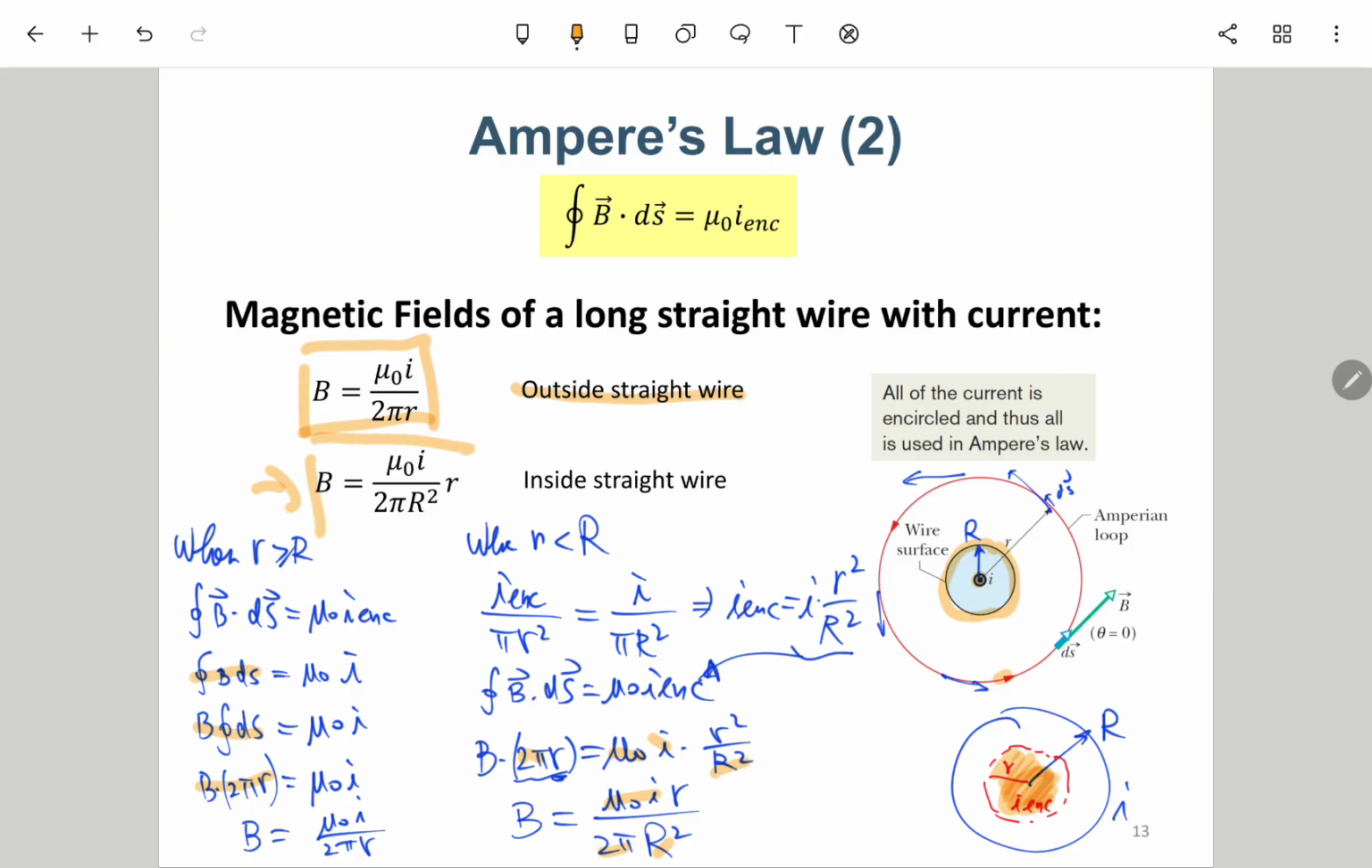Actually, we can also derive the B field inside the wire. It is somehow similar to the case when we determine the E field for a charged sphere. If it is outside, then it is just the same as the normal case. But if it is inside the wire, like inside the sphere, it is a linear increase with the radial distance. So yeah, this is the case.